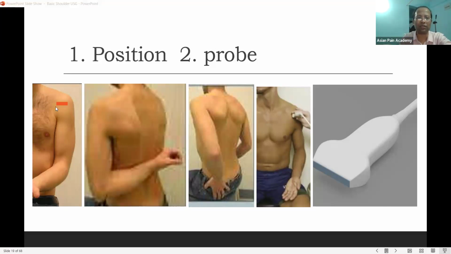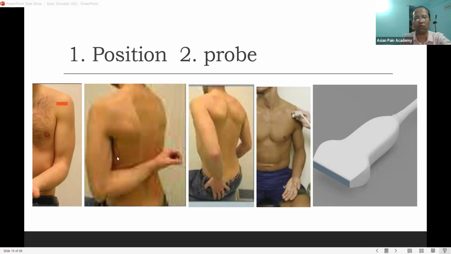So this is the neutral position. This we start with for seeing the biceps tendon. And this is called the cross position. This is the modified cross position. And nowadays this position doesn't have a name as such, but it is just 20 to 30-degree extension of the shoulder joint. This is the position which is mostly used nowadays.